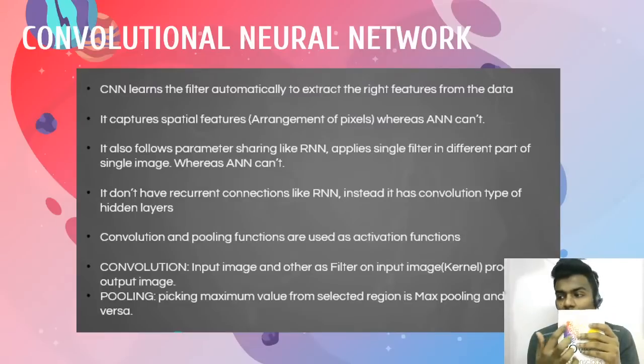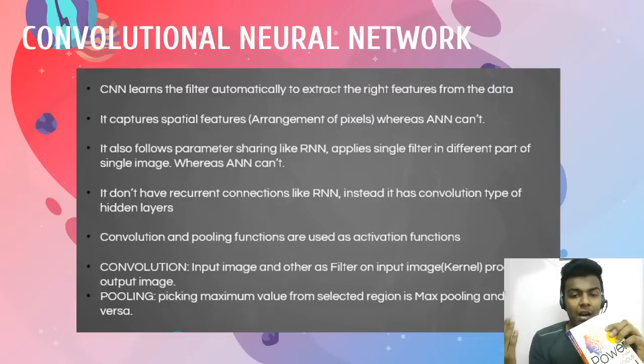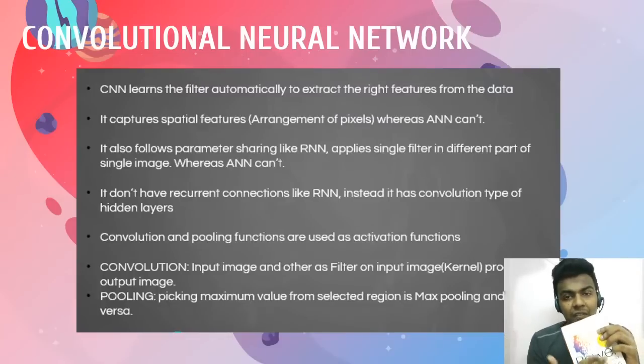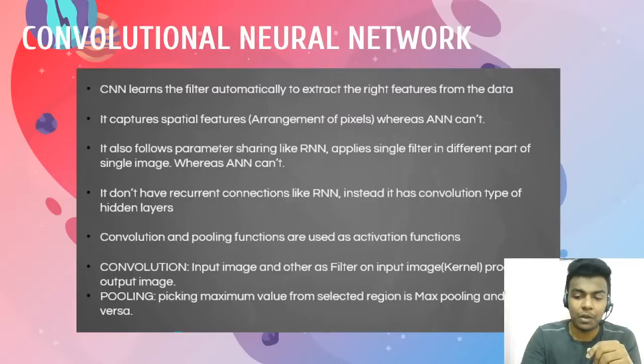Out of a certain matrix, if it is giving the maximum, that is maximum pooling. If it is giving the minimum value, that is minimum pooling. And if it is giving the average value, that is known as average pooling.